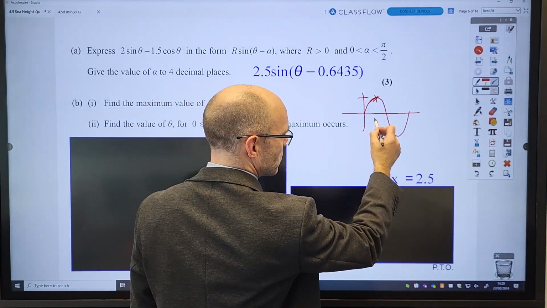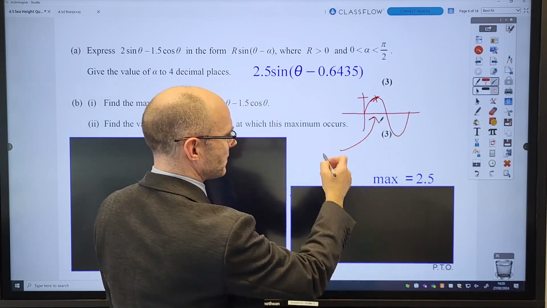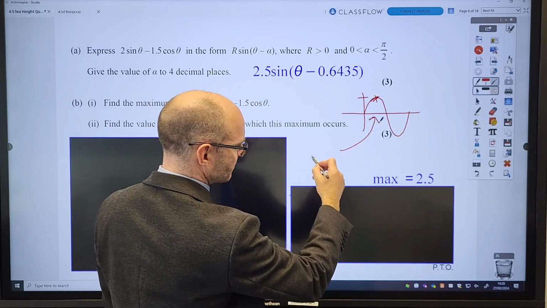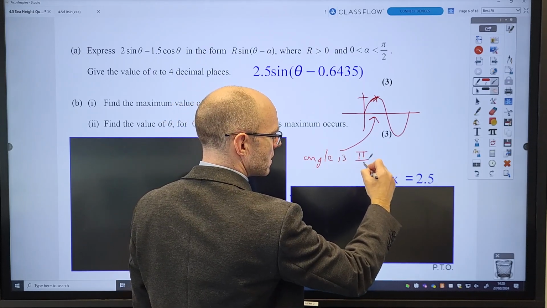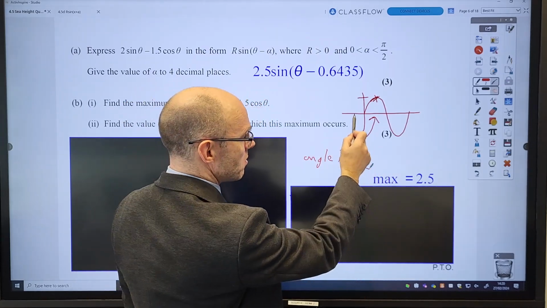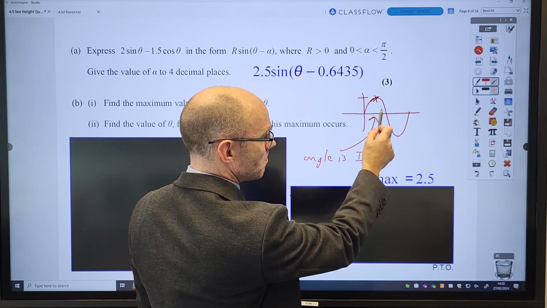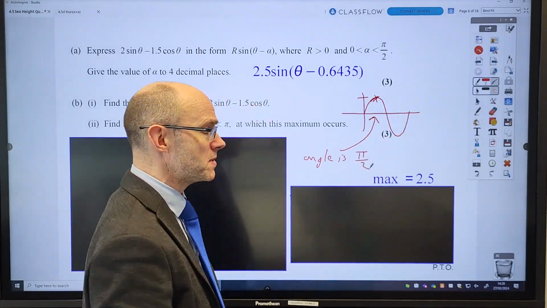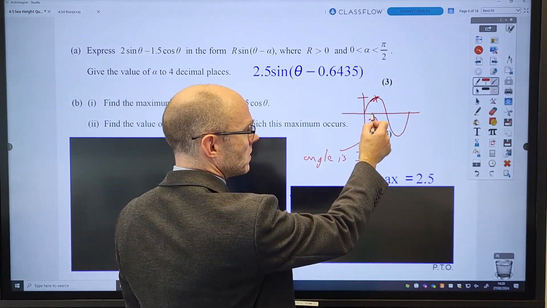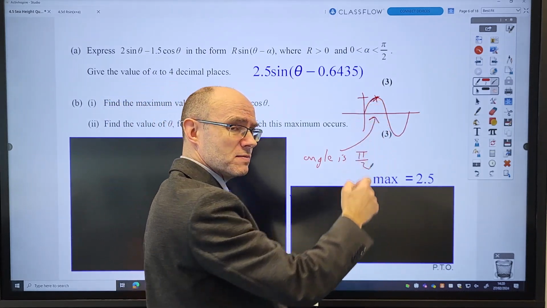The maximum value occurs there when the angle is pi over 2. That's really important, because you've got 0, and then you've got pi over 2, pi, 3 pi over 2, 2 pi. You need to know where the maximum and minimum is. So the angle when it's pi over 2 gives you a maximum value on the sine graph.